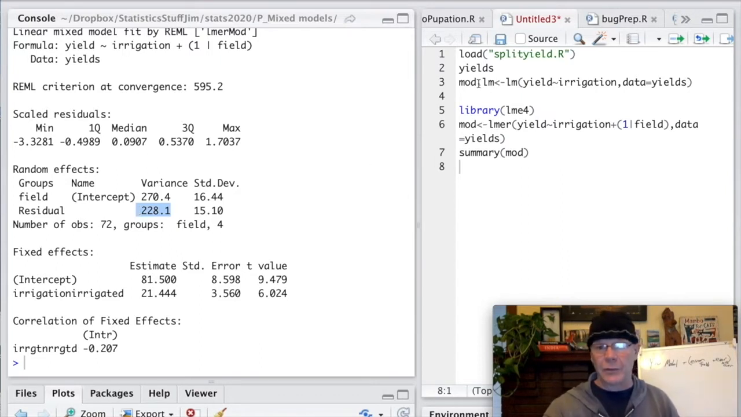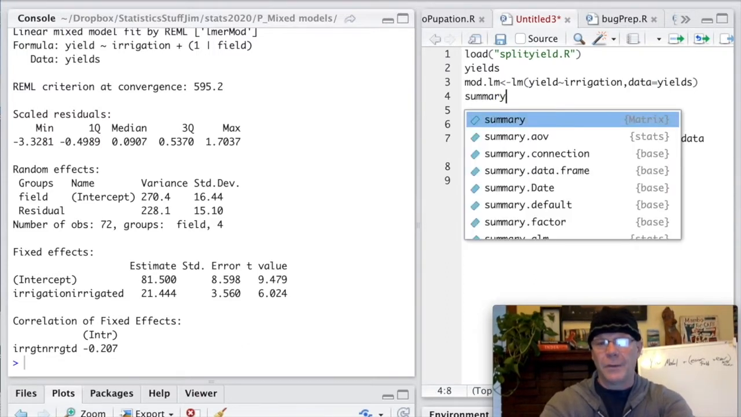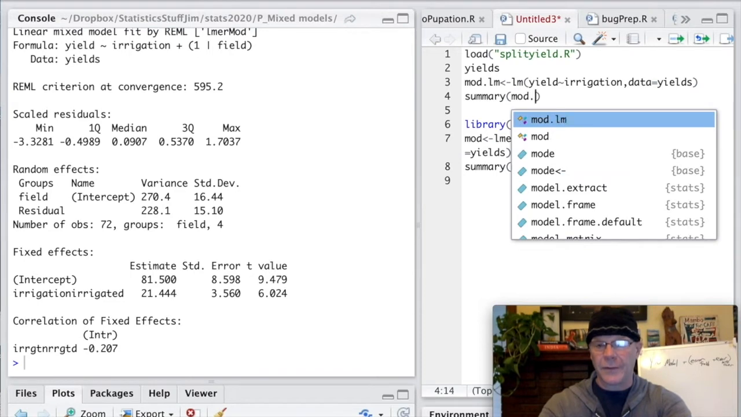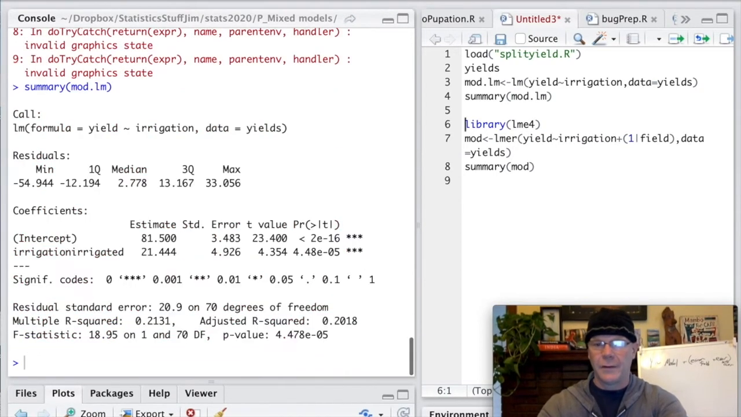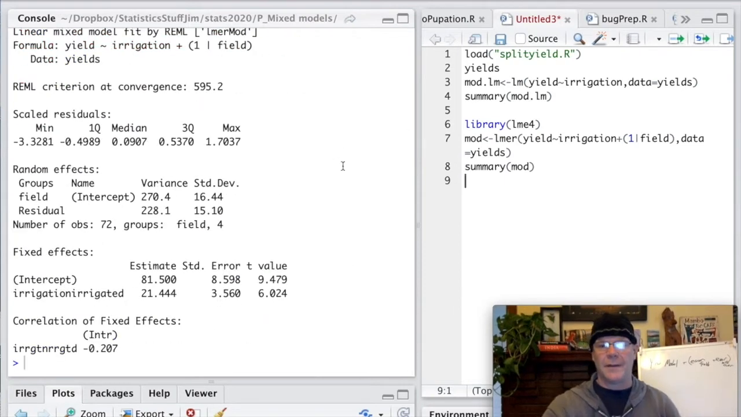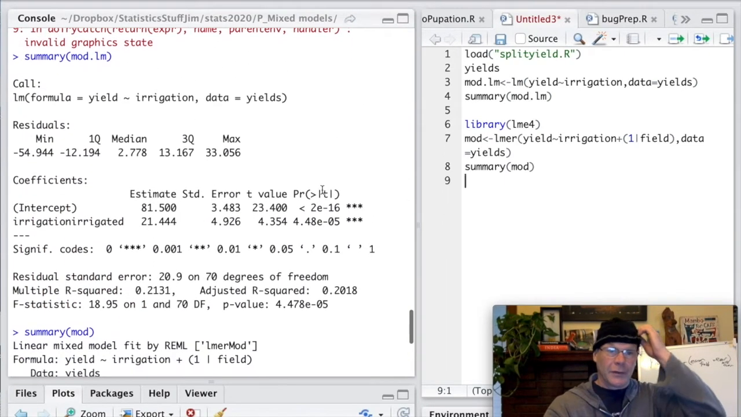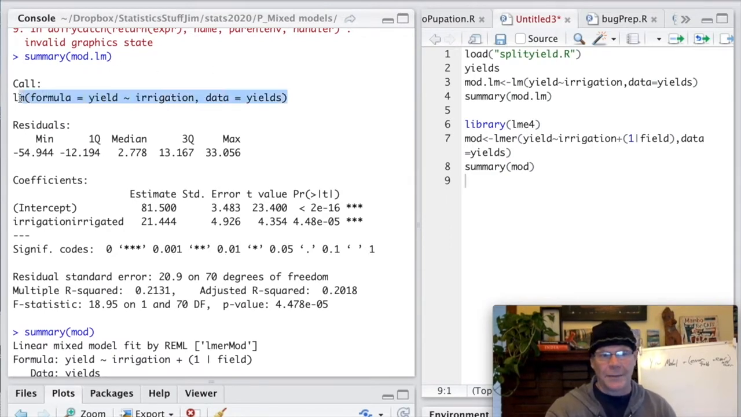Let's compare that to our simple linear model, and we can see what some of the differences and similarities might be. Nice. Okay, so that's our linear model, and then that is our mixed model. Here's our straight up linear model, right? No random effects in this model. And notice that we have our intercept, and then we have the effect of being irrigated. So on average, you would expect that if you're irrigated, the yield is going to be 21.4 greater than if you were not irrigated. And if you were not irrigated, that's the expected amount, right? We already understand how we can interpret those parameters.